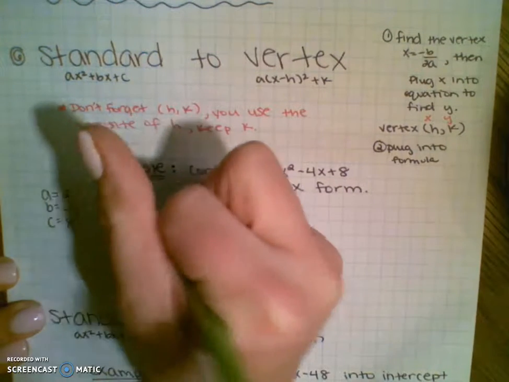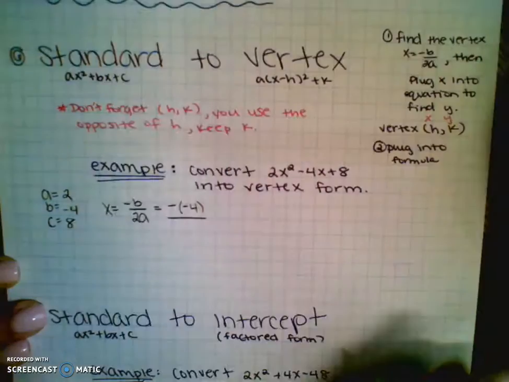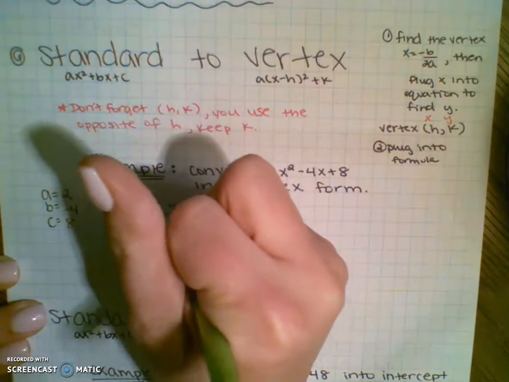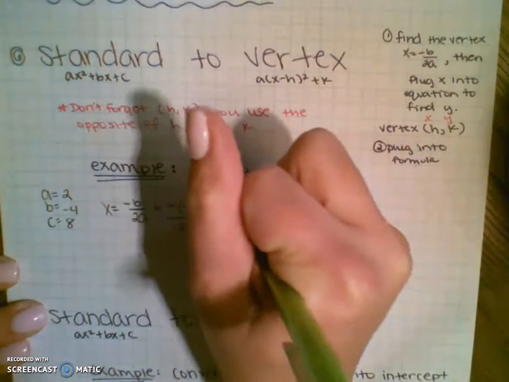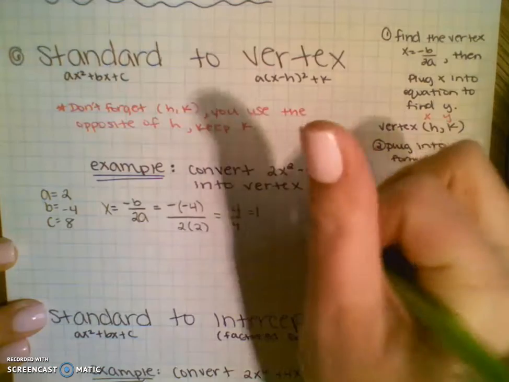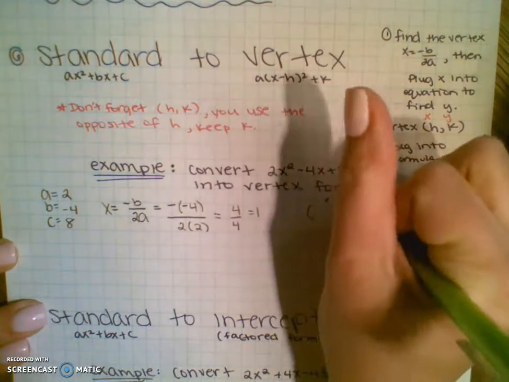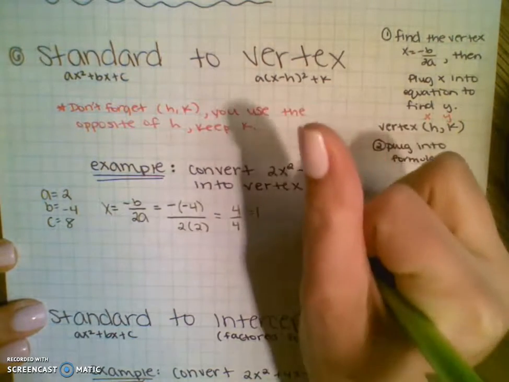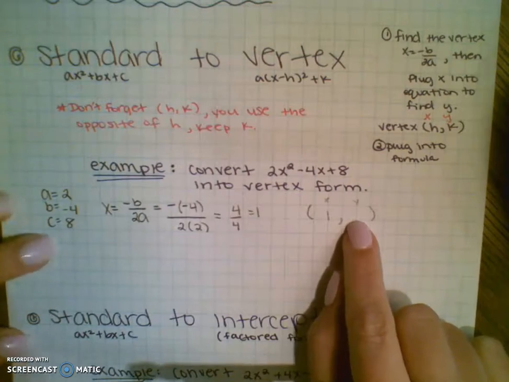So this is going to equal -4 over 2a, which is 2 times 2. So that's 4/4, which is a 1. Okay, so I've already gotten part of my vertex. My vertex is x, y. I already found my x is 1. Now to find the y, I've got to plug it in.